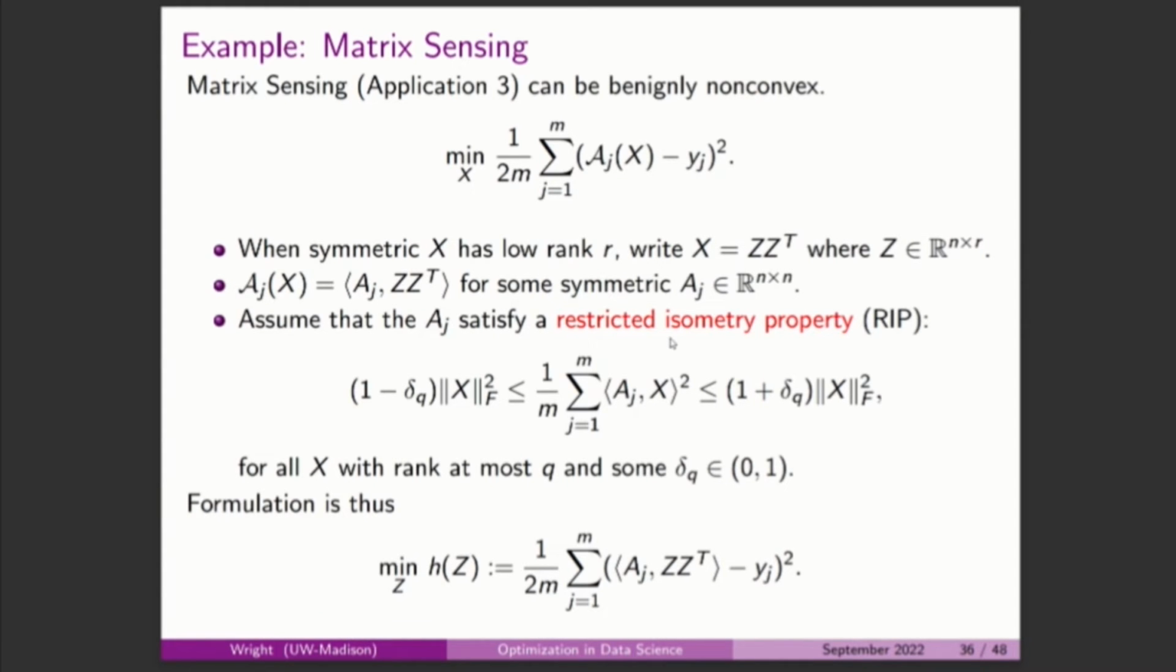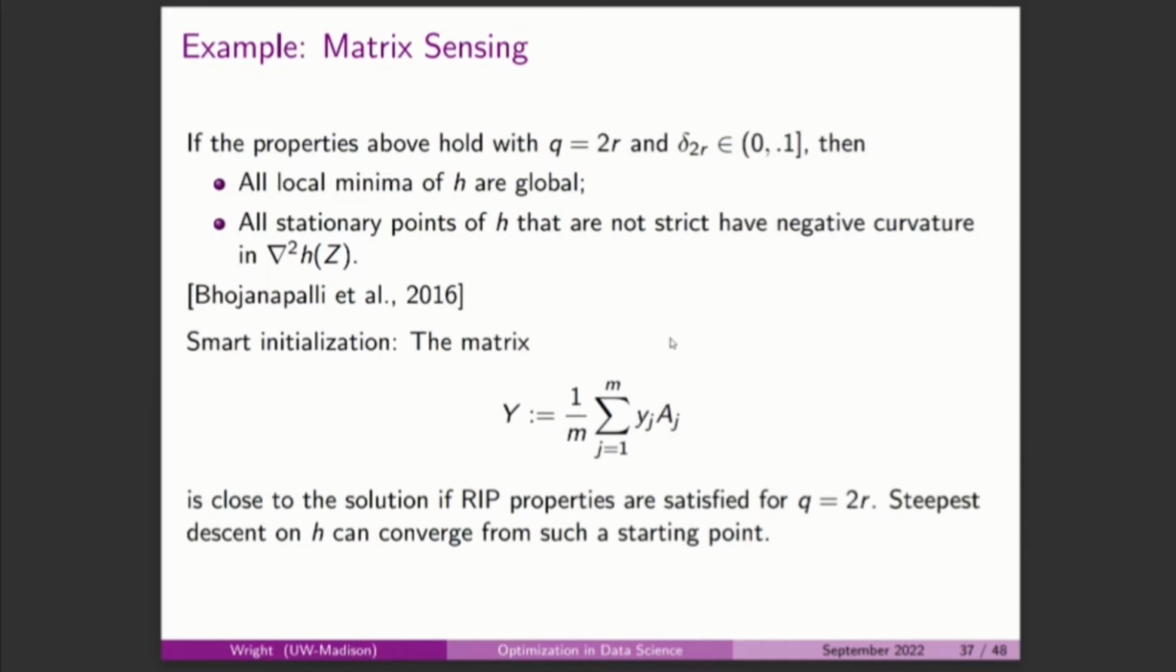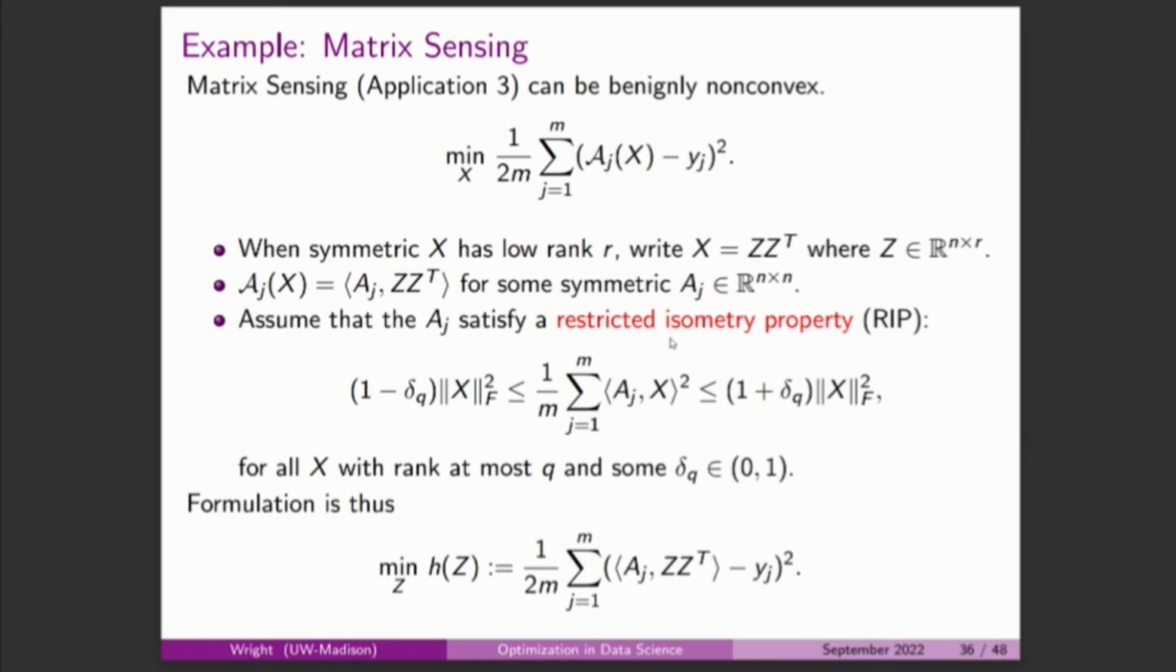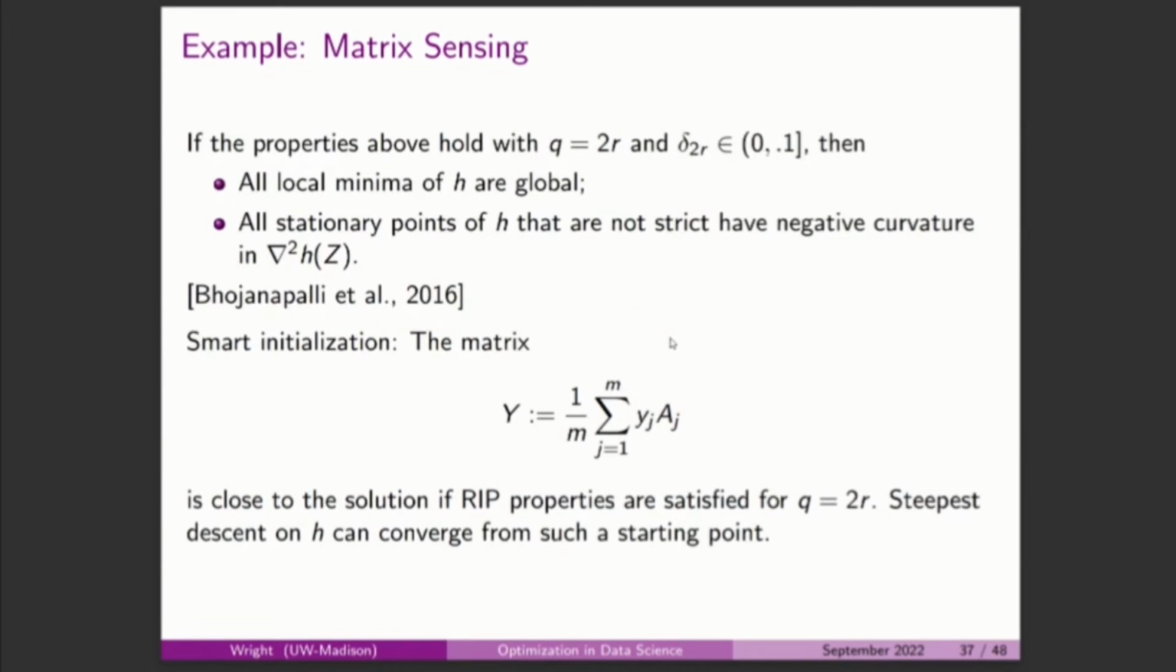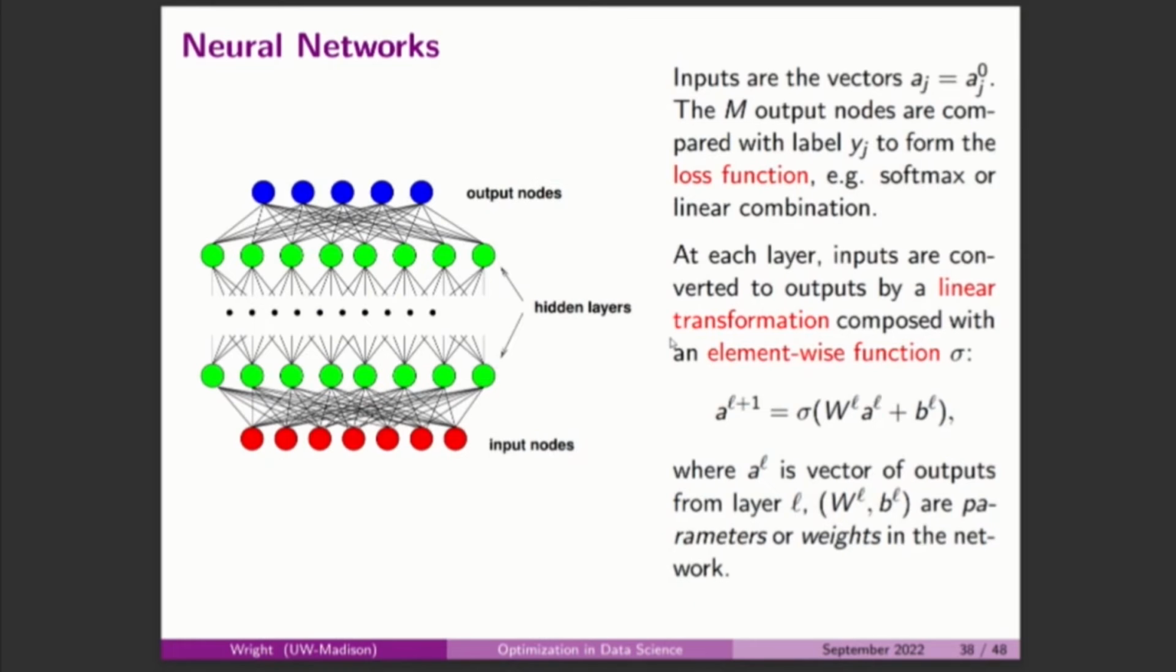Then it turns out that if you write down the non-convex formulation, it's got these beautiful properties. One is that all the local minima are global. The second one is that all stationary points that are not minima do have a negative curvature direction, so you can get away from them. And the other property is that you've got a very nice way of coming up with a clever initialization. If you just take all those observation operators AJ, multiply them by the YJs, which are the observations, you can show from duality theory that the average of all those YJ times AJs is a good estimate of the solution of the problem. And so you can use that as a starting point. So that's one case in which benign non-convexity is prevalent.